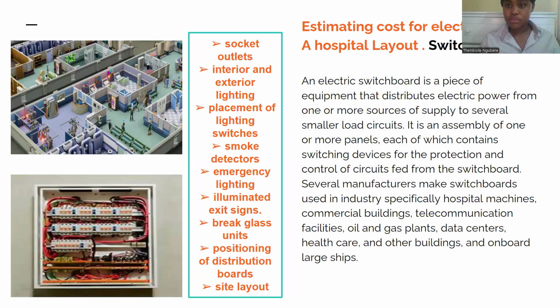Here are the most important features of my design. Estimating cost of electrical wiring in the hospital layout: socket interior, smoke detector, emergency. This is the safety of the hospital. Positioning of distribution boards, class break units, illumination of exit signs, placement of light switches, you name them. So this is so important when you are designing.